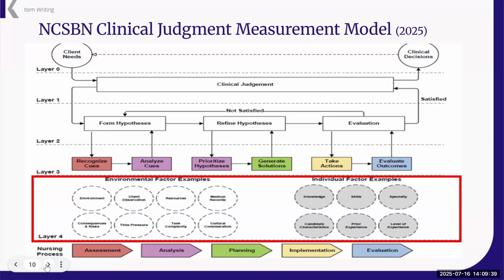The gray bubbles are the individual factors. They reflect the internal attributes a nurse brings to the situation. They include their knowledge and experience level, their emotional state, such as stress or confidence or fatigue, biases or assumptions, and personal values or priorities. Even highly skilled nurses can make different decisions based on what's happening internally or what they're bringing into the moment. As educators, understanding these influences helps us create more realistic scenarios and also reminds us to prepare students not just for the test, but for the complexity of real-world practice.